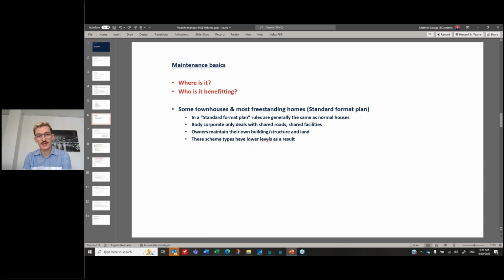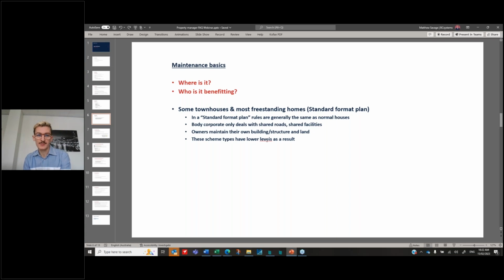In a standard format plan, the rules are generally the same as normal houses. So people own the land and they therefore own all of the building stuff on that land. So in that case, a lot owner would own the whole house, the roof, the gutters, the windows, doors, all the landscaping, all the fencing. That would all be that lot owner's problem to maintain. The body corporate in a standard format plan generally only deals with shared roads, shared facilities, and some of those shared items like a barbecue or a hot water system that are shared across a number of lots.